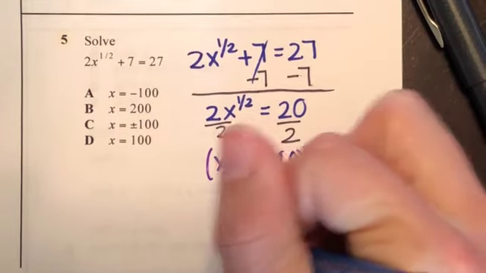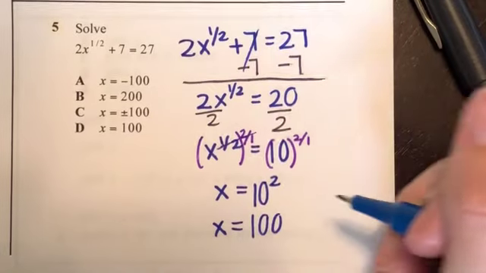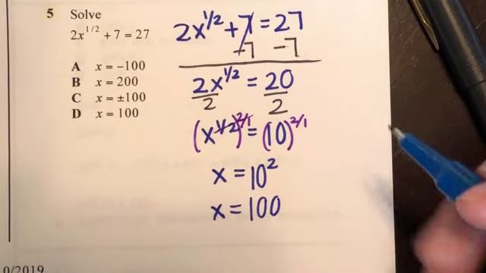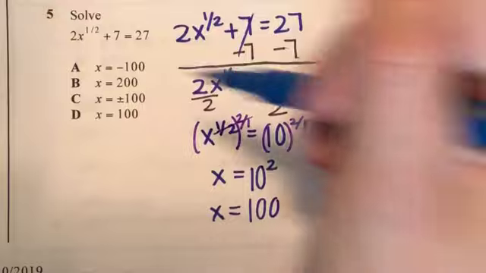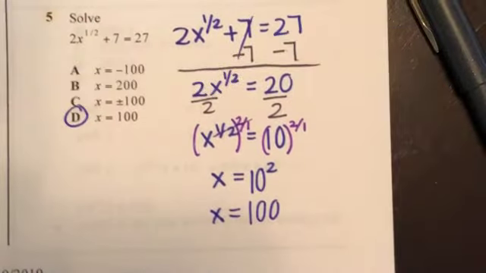And then 10 squared gives us 100. So our answer is just positive 100, D.